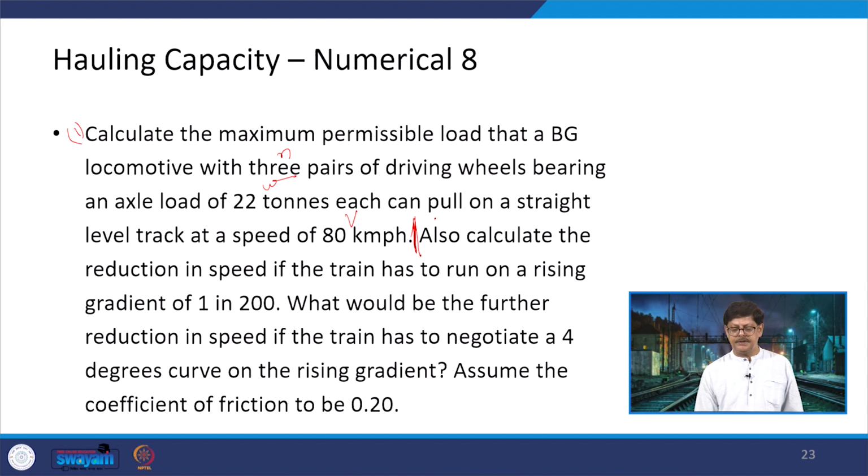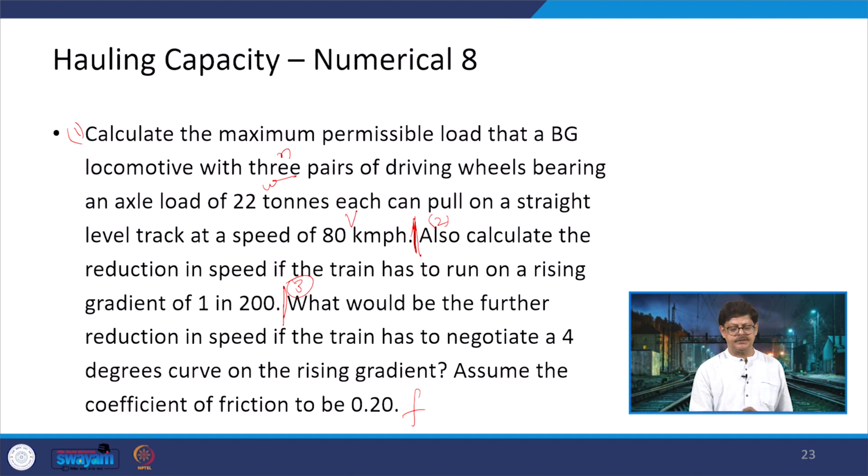Then the second part says: also calculate the reduction in speed if the train has to run on a rising gradient of 1 in 200. So, this is another part. And the third one says: what would be the further reduction in speed if the train has to negotiate a 4-degree curve on the rising gradient, and the coefficient of friction has been given as 0.20. So, let us look at this.